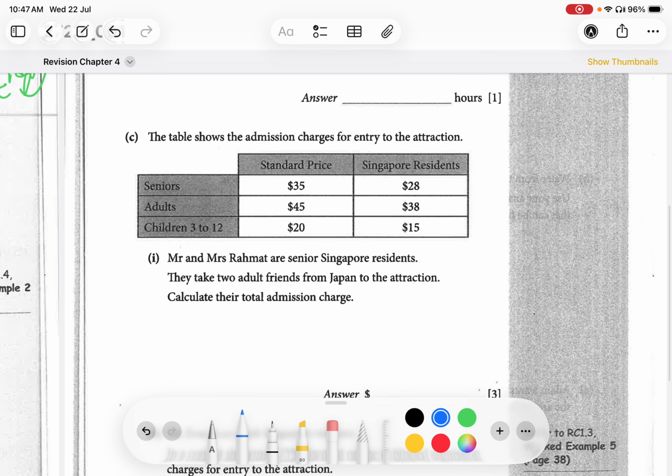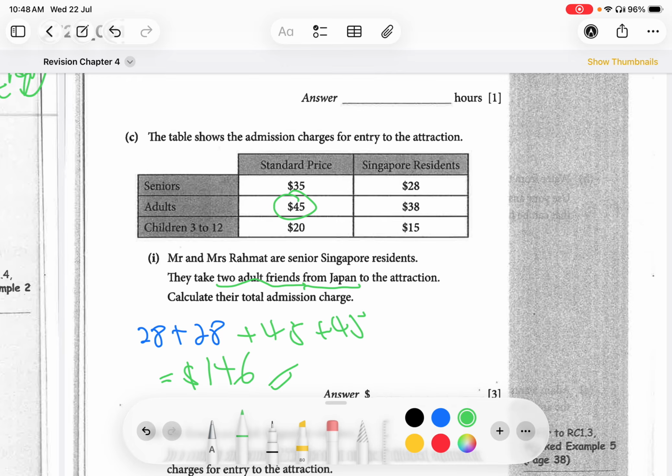Then this table shows the admission charge to the attraction. Mr. and Mrs. Ramat are Singapore senior residents, and they take 2 friends from Japan to the attraction. So calculate the total admission charge. Both of them are residents, Mr. and Mrs. Ramat. Each of them pays 28. The 2 friends from Japan are overseas, they are not residents. They will pay this rate, plus 45 plus 45. So the total is 146. That's how much they pay.